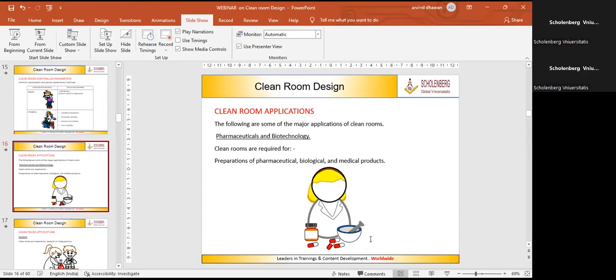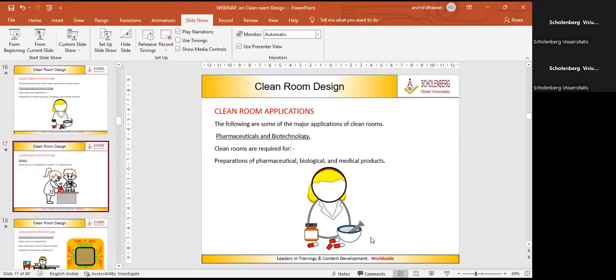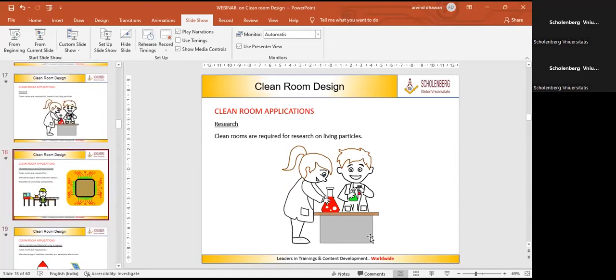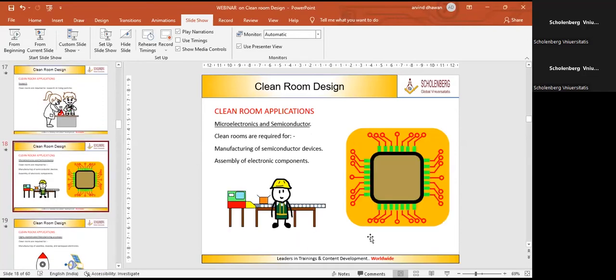Clean room applications, first is pharmaceuticals and biotechnology. Medicines are shown here. Second is research. These two small scientists are doing some research. Then we have microchips and semiconductors. In India, we're going in a big way into defense manufacturing. Defense manufacturing cannot happen without electronics. We are also going into manufacturing chips. It cannot happen without clean rooms.